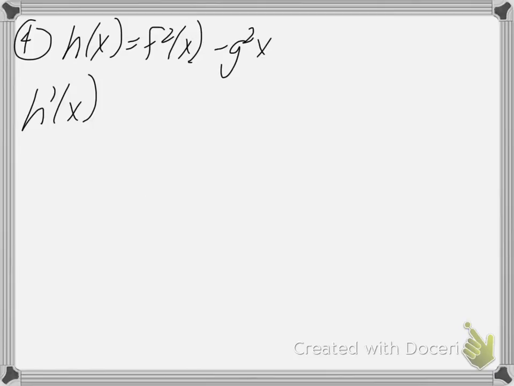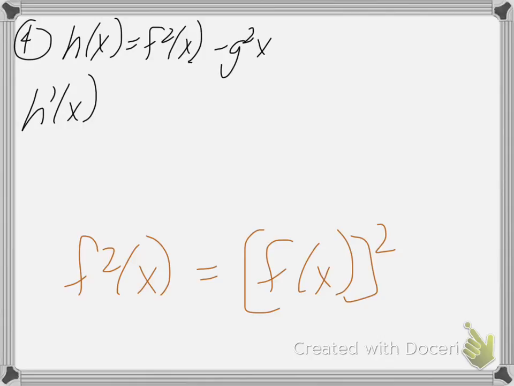Okay, I'm on to number 4. And so this looks really confusing, but it's really not so bad. So this was h of x, and you have to find h prime of x. So the secret here is to rewrite it. So instead of writing it as f squared x, write it as f of x all squared. And then you would know you'd just use a chain rule.